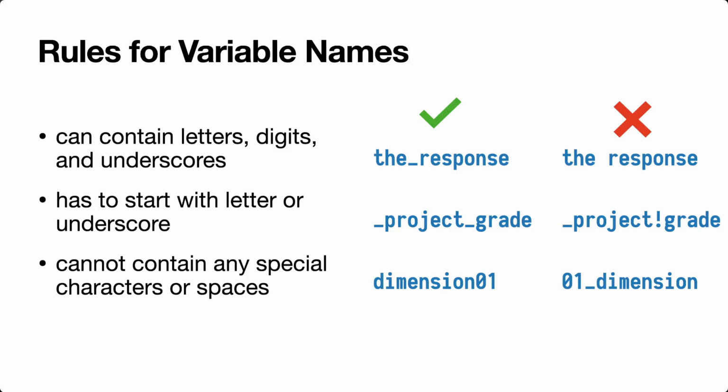If you come over to the red X column, the no column, you'll notice that in the first example there's a space, which renders it illegal. So this is not a valid variable name. The second one is illegal because there's an exclamation point in it, so that makes it an invalid variable name. And then you'll notice in the last example, the variable starts with a digit, so 01_dimension would be an illegal variable name.